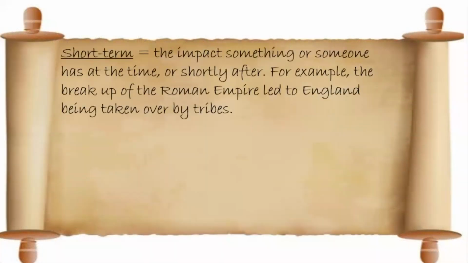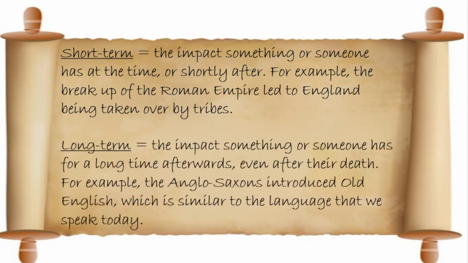Now, short-term is the impact that something or someone has at the time or shortly after. For example, the breakup of the Roman Empire led to England being taken over by tribes. Now, in the long scheme of things, these tribes did not run England for that long. Long-term is the impact something or someone has for a long period of time afterwards, or even after their death. For example, the Anglo Saxons introduced Old English, which influenced the language that we speak today.